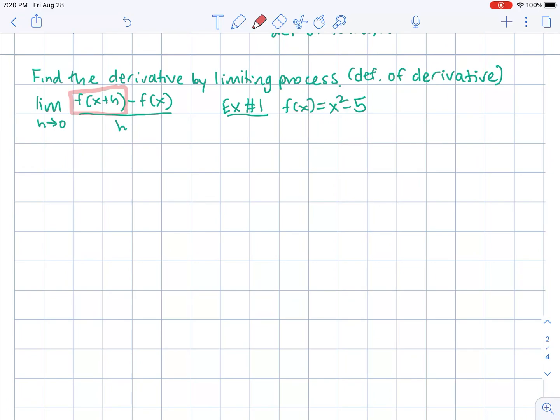I'm going to erase that. So when I set my problem up, I'm going to write f of x plus h as x plus h. So I'm inputting x plus h in for x squared minus 5. So that expression right there is your f of x plus h.